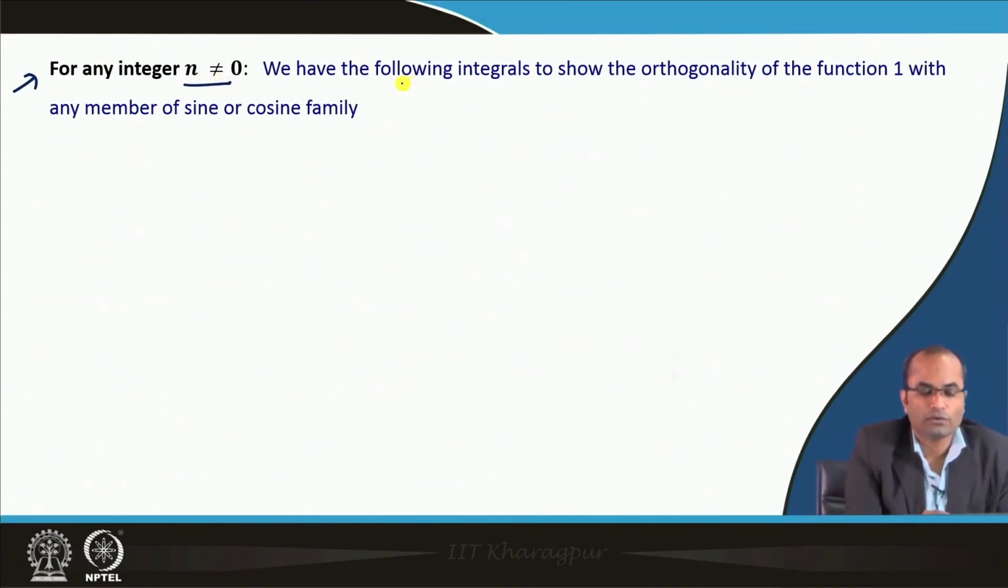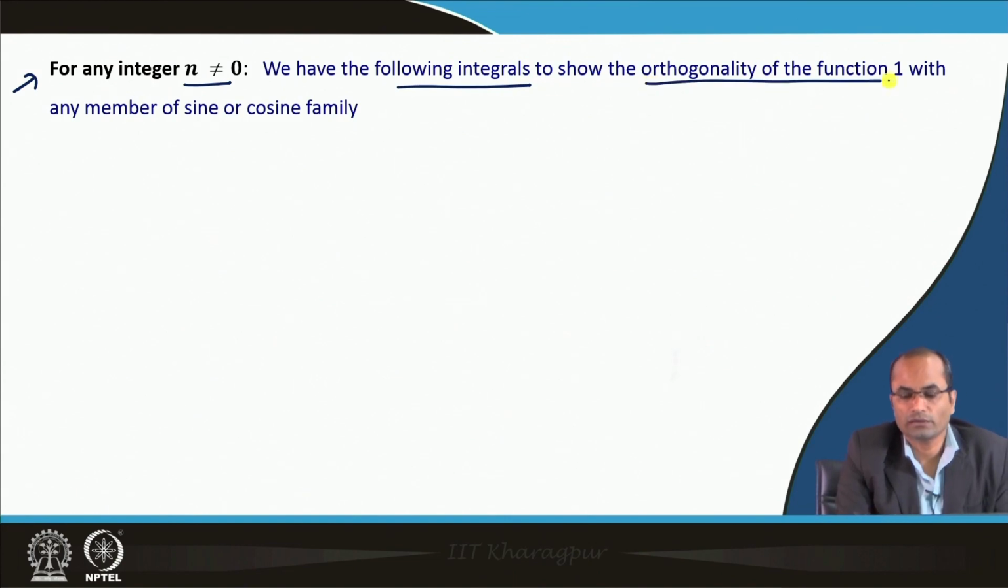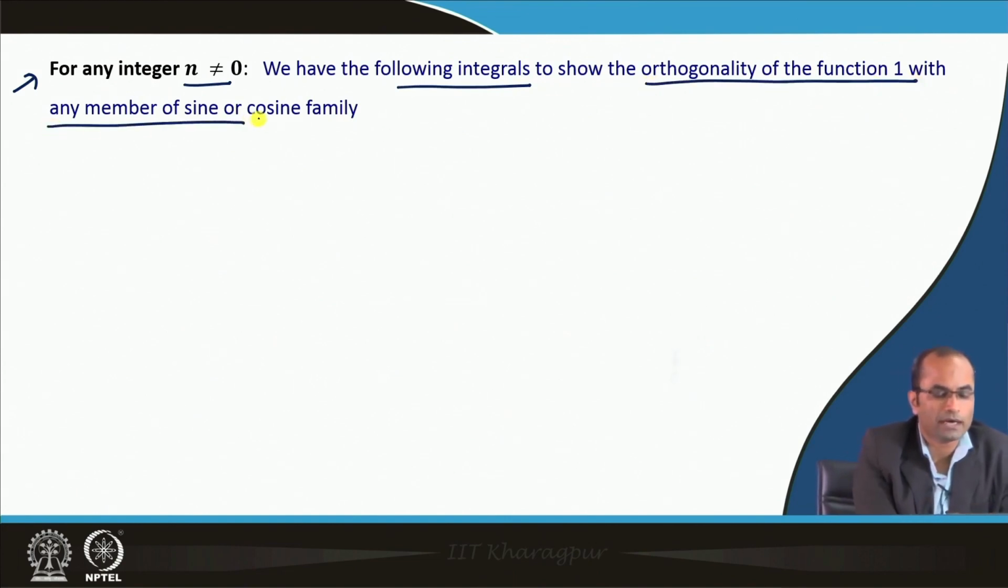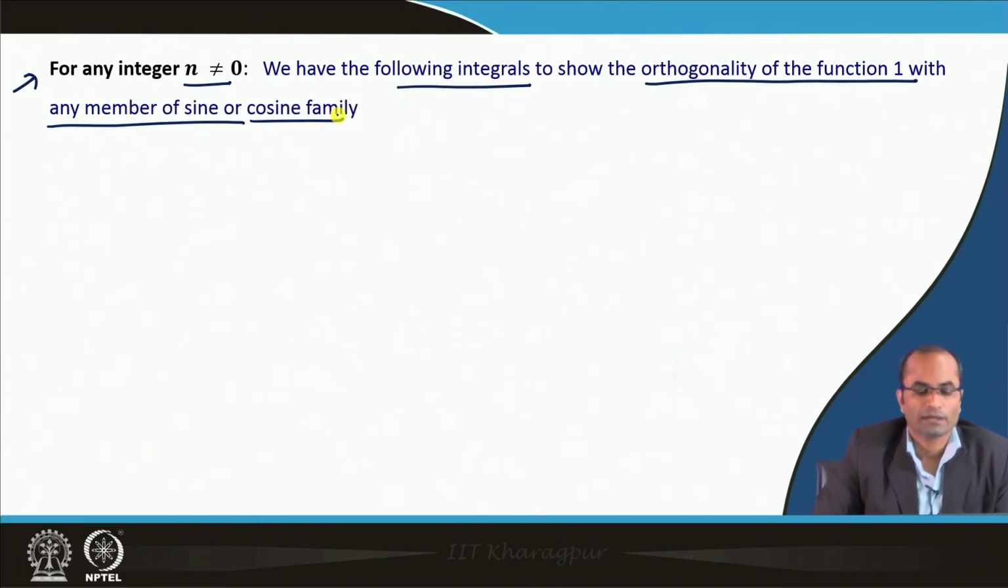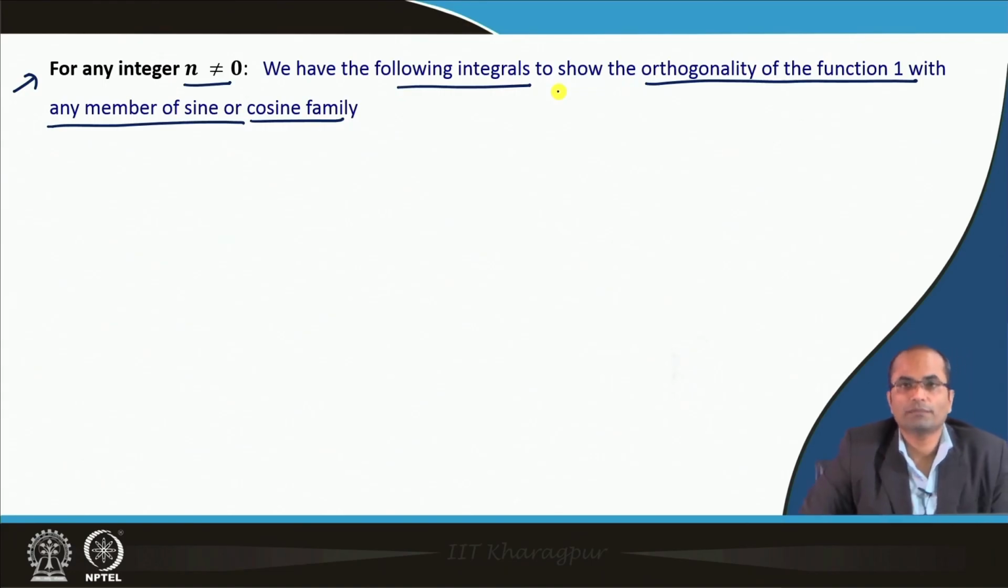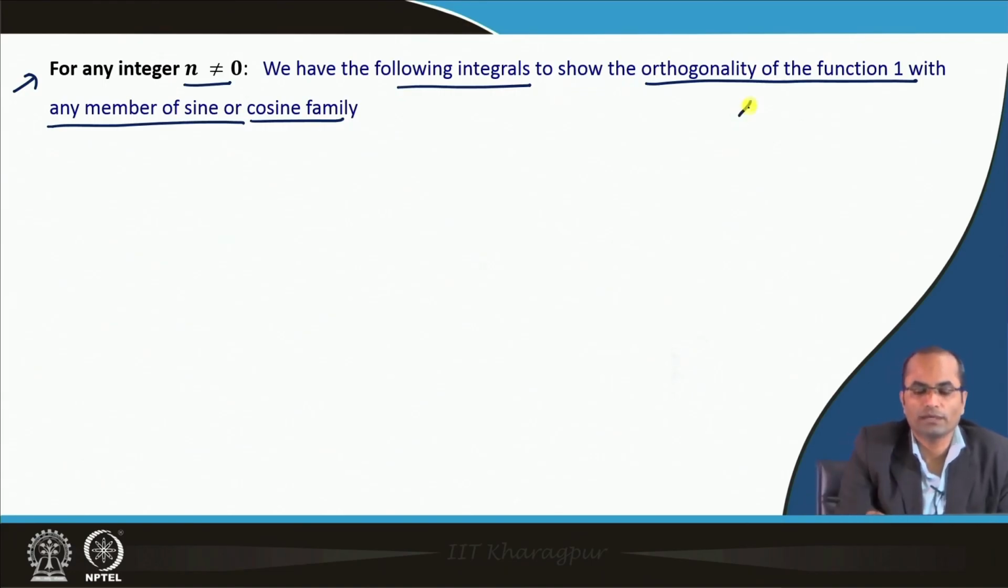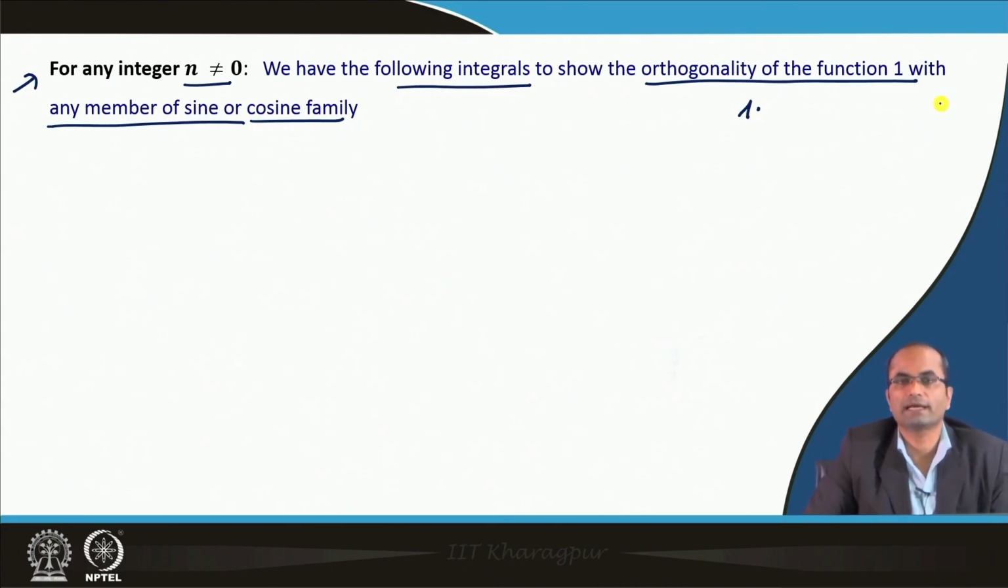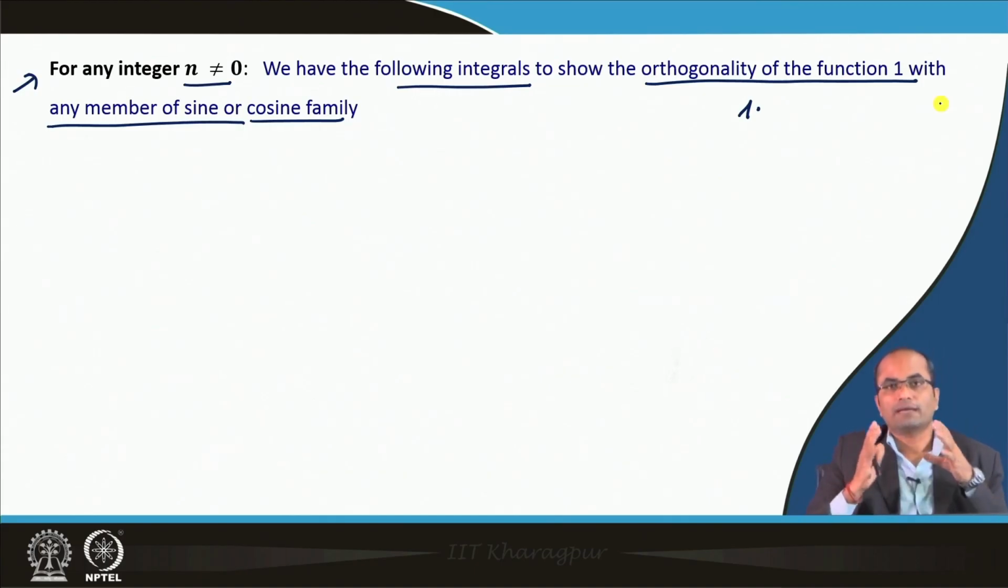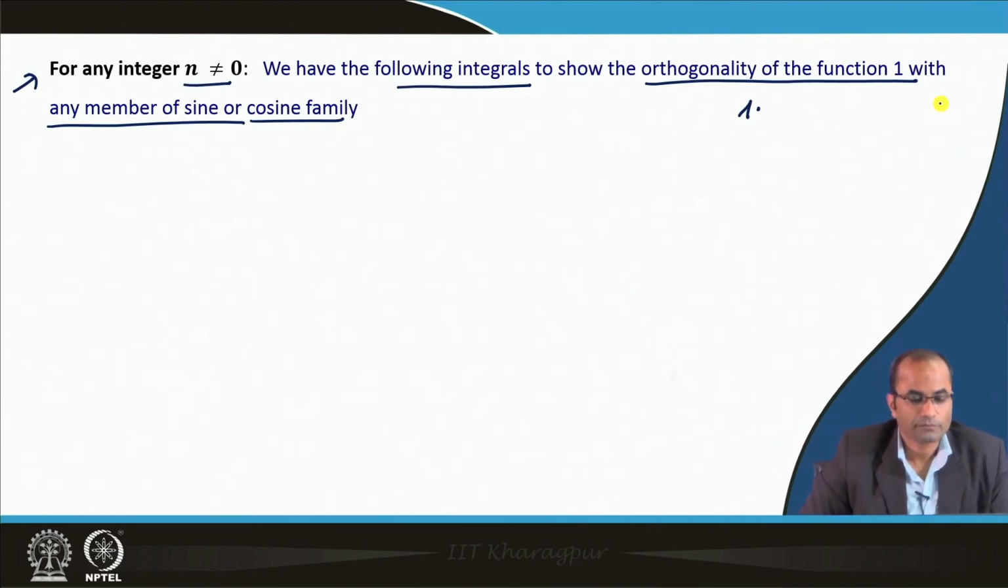And then we have the following integrals to show the orthogonality of the function 1 with any other member of the sine or cosine family. So, 1 is also a member of this trigonometric system, and we will take it with any other sine or cosine function, either sin x, sin 2x, cos 2x, etc., and we will show that these two are orthogonal, 1 with any other member of this trigonometric system from the sine or cosine family.